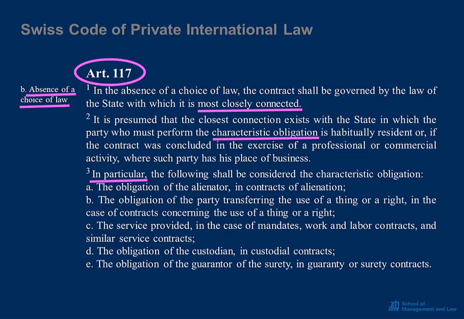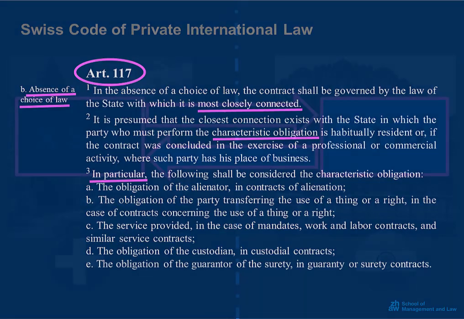In particular, the following shall be considered the characteristic obligation. A. The obligation of the alienator in contracts of alienation. B. The obligation of the party transferring the use of a thing or a right in the case of contracts concerning the use of a thing or a right. C. The service provided in the case of mandates, work and labour contracts and similar service contracts. D. The obligation of the custodian in custodial contracts. E. The obligation of the guarantor or surety in guarantee or surety contracts.